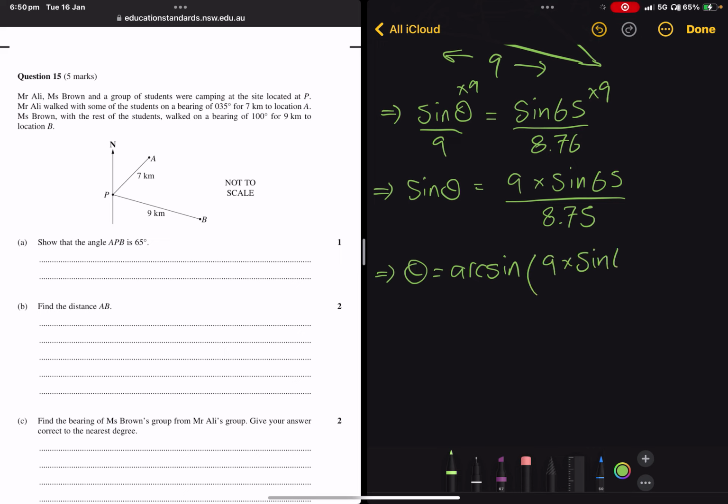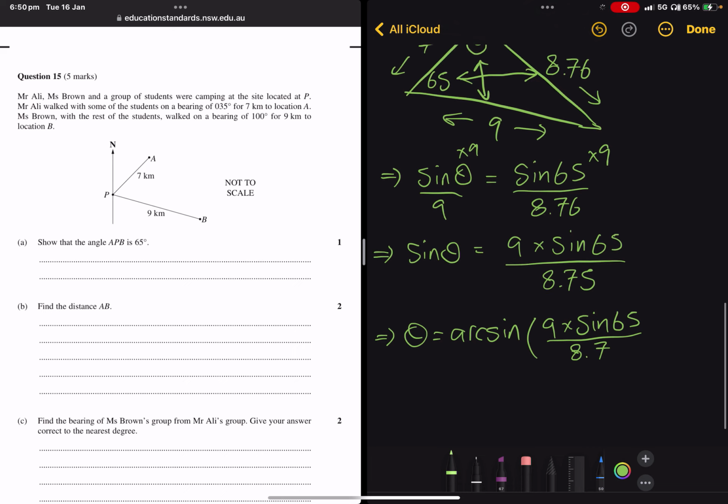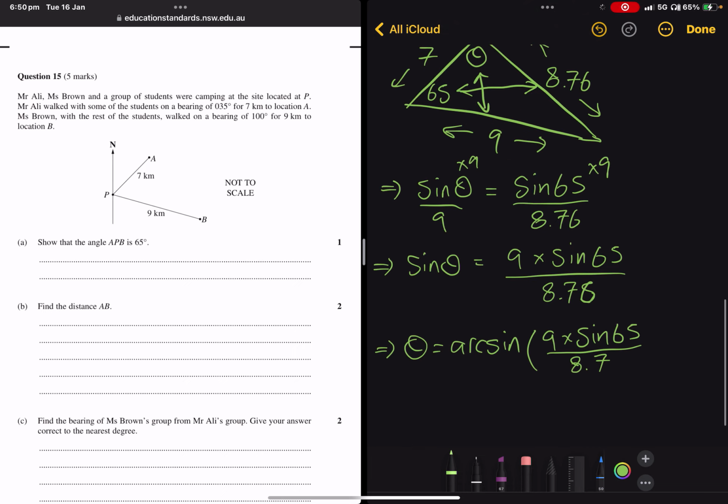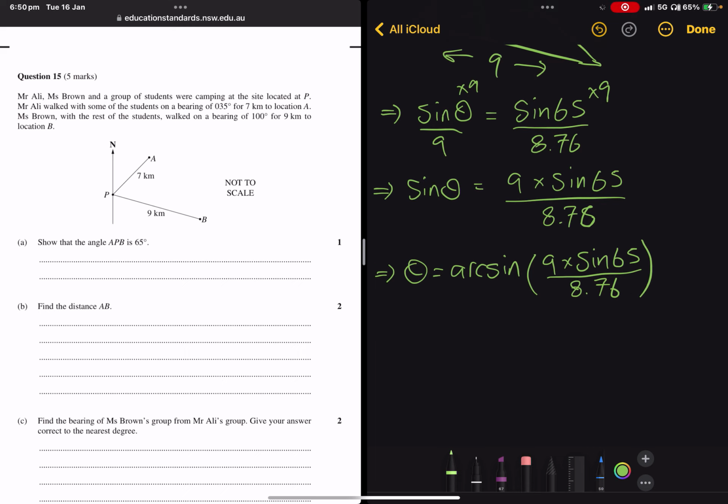9 times sine of 65 divided by 8.76. Now, when we evaluate this, this is going to give us a theta angle of 68.6, which is going to round to the nearest degree.